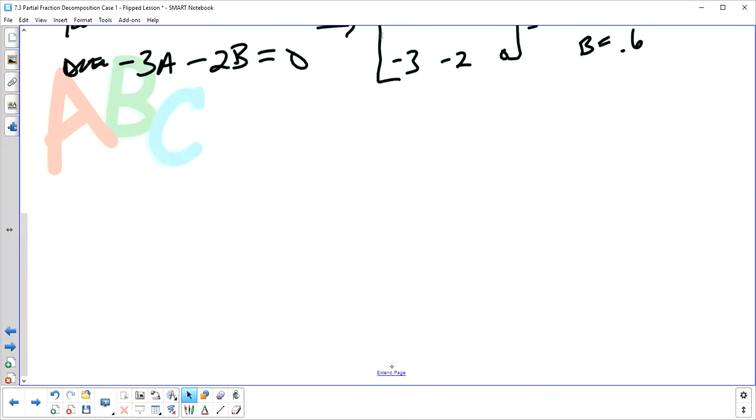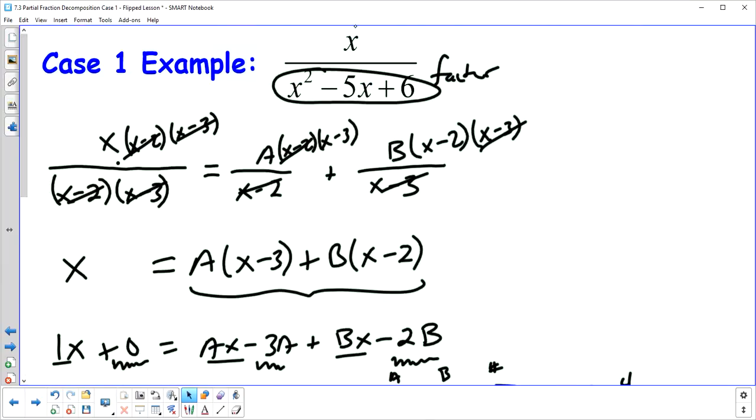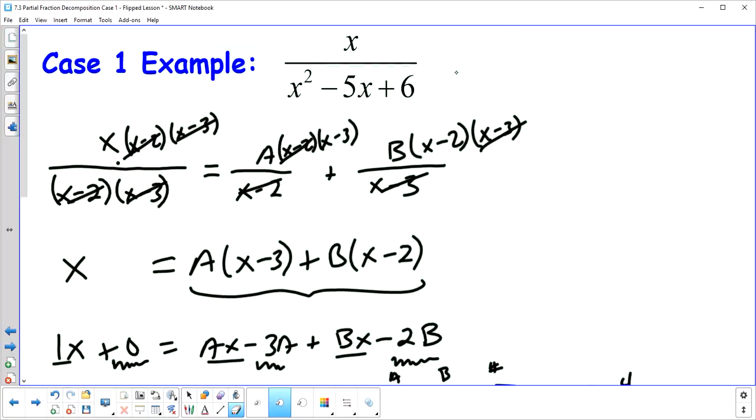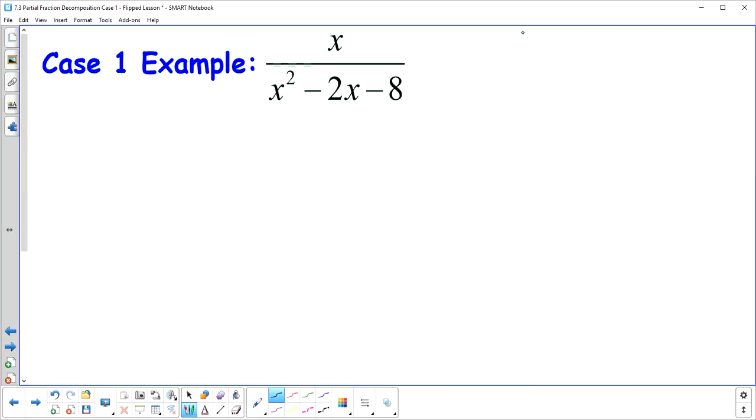And so we're ready then to rewrite our answer. If we go back up the top, A is 0.4, B is 0.6. That means that this problem will break down to be 0.4 over x minus 2 plus 0.6 over x minus 3. And that would be our partial fraction decomposition. Okay. One more quick example.